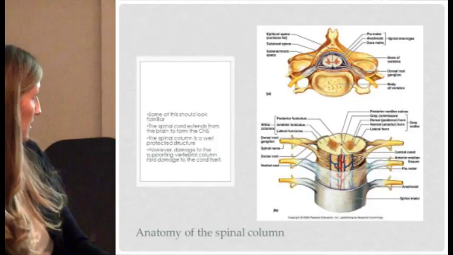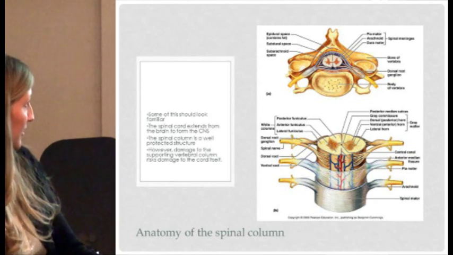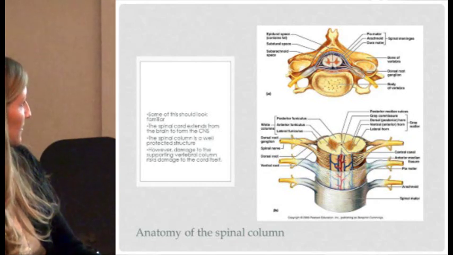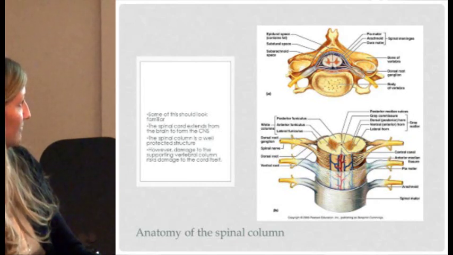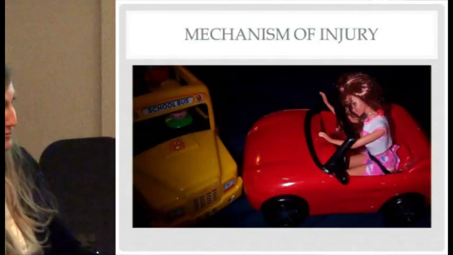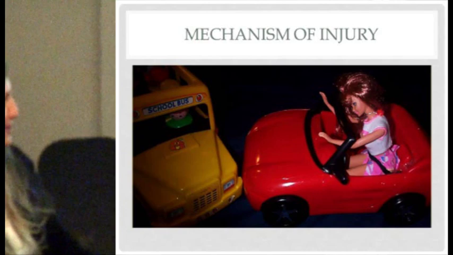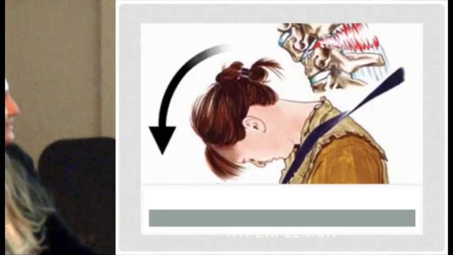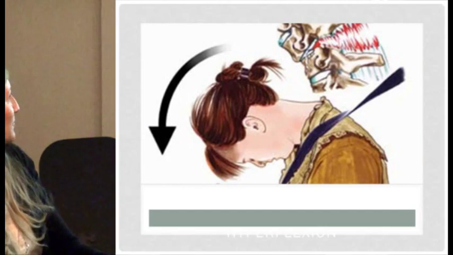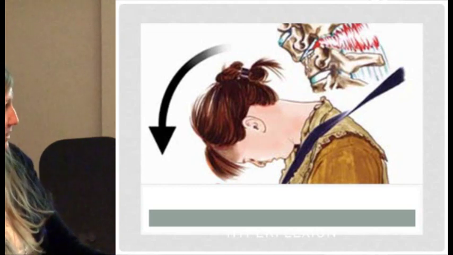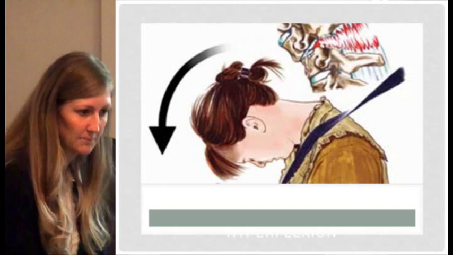So this is just pictures of the anatomy of the spinal cord and the surrounding bone. You have your spinal cord and then the vertebral bones that surround it. We're going to talk about mechanisms of injury, and the most common of course is motor vehicle accidents. Sorry, you can't see this very well, but it says hyperflexion. So when you snap your head forward pretty quickly, you can cause some ligament injuries and of course the stretching of the spinal cord as well.